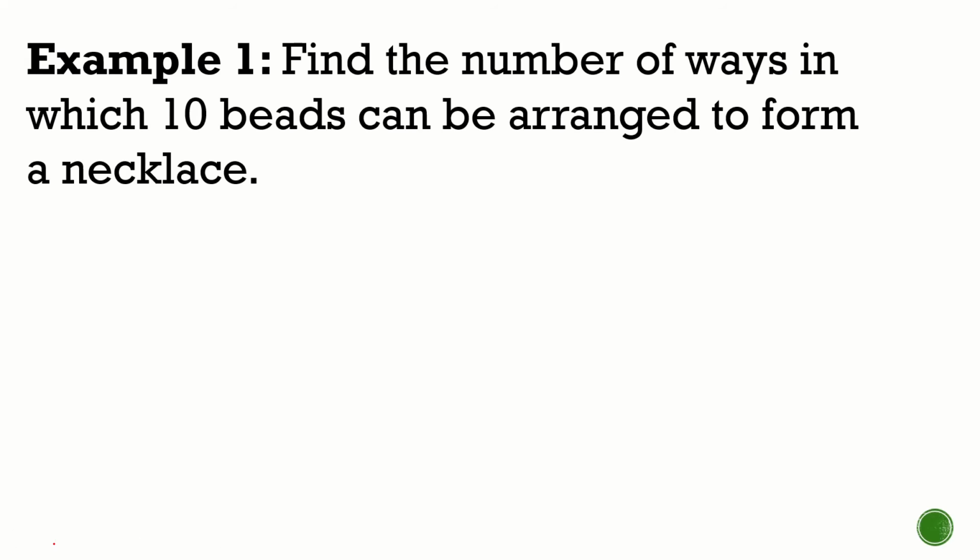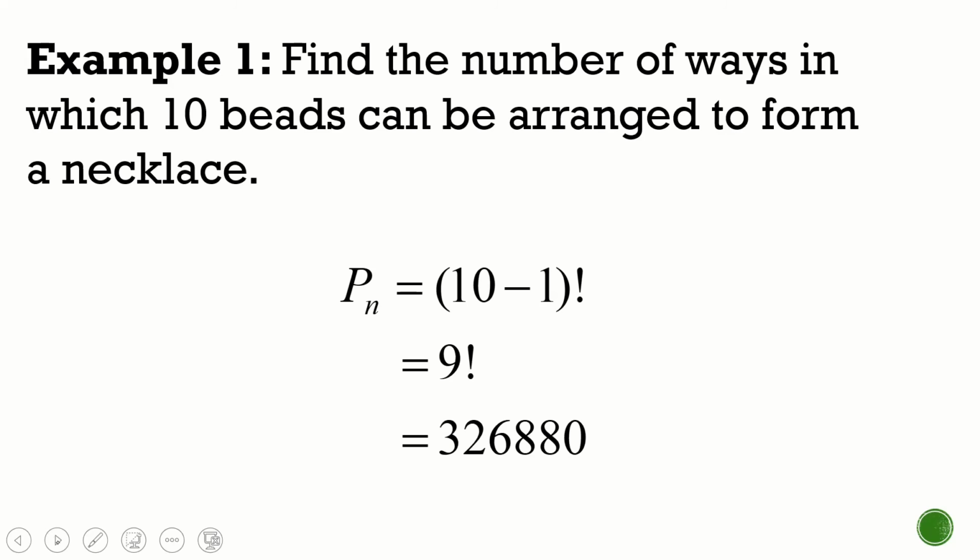Okay, let me give you another example. Find the number of ways in which 10 beads can be arranged to form a necklace. We all know that if we form a necklace, it's circular. So the number of objects here is 10. To compute the number of ways we can arrange this, it's just 10 minus 1 factorial, which is 9 factorial. 9 factorial means 9 times 8 times 7 times 6 times 5 times 4 times 3 times 2 times 1, which is equivalent to 362,880 different arrangements. I know that's a lot.